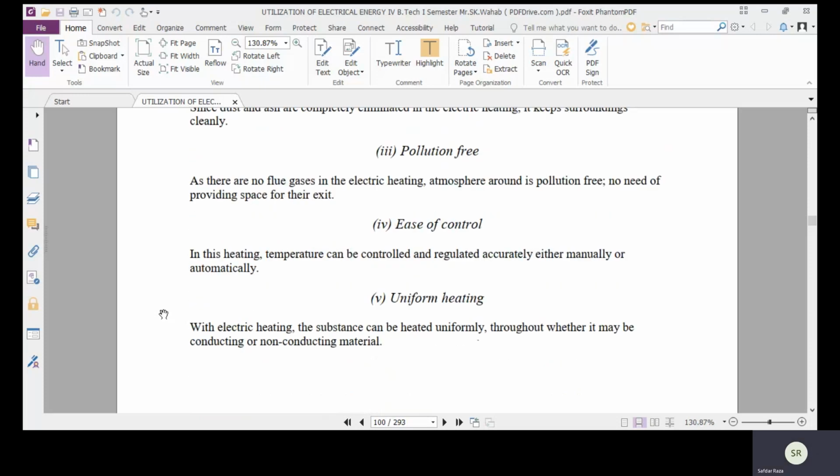In this heating, temperature can be controlled and regulated accurately either manually or automatically. The next one is uniform heating. With electric heating, the substance can be heated uniformly throughout, whether it may be conducting or non-conducting material. So with the help of electric heating, we simply heat the whole substance uniformly as compared to conventional heating.